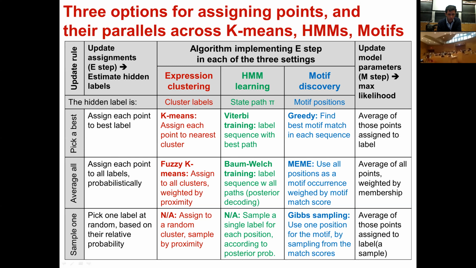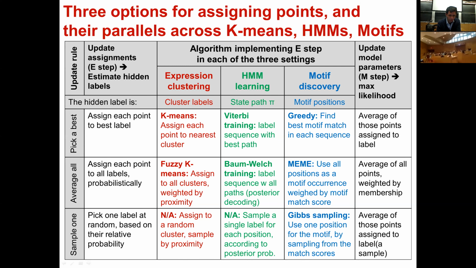Okay. So here we have K-means, which is equivalent to Viterbi training. And then fuzzy K-means was assigning every point to all the labels probabilistically. And that was equivalent to the Baum-Welch training in HMM space, where you label the sequence with all of the paths, which was posterior decoded.